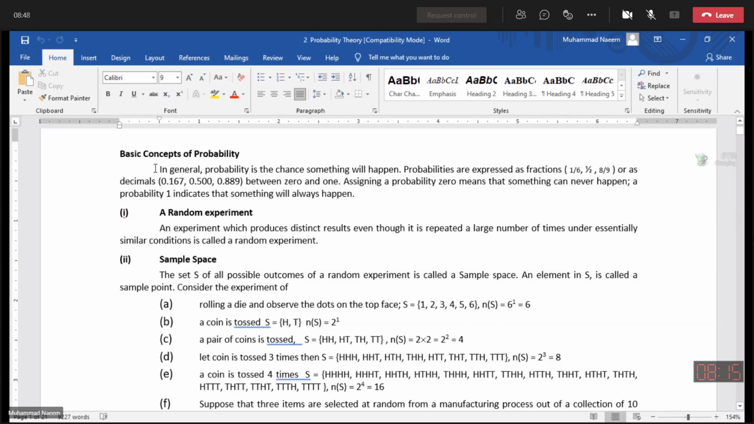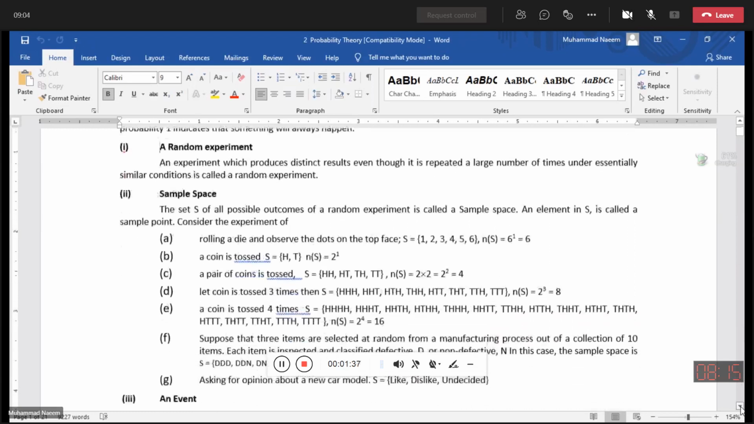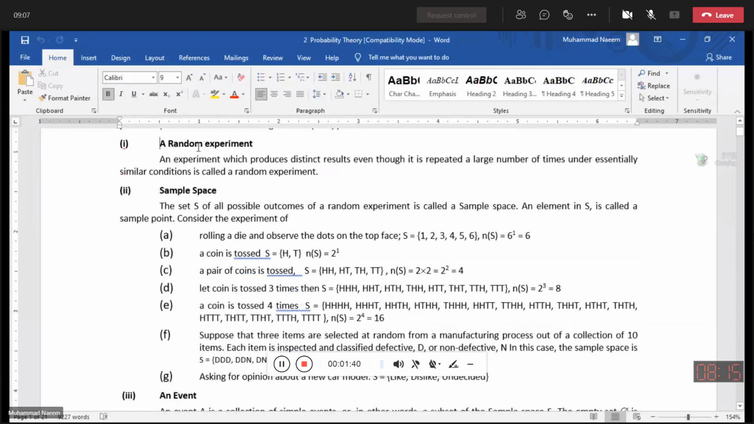So before studying probability, first we go through some definitions or basic concepts of probability. First of all, we should know about the random experiment. Random experiment. This is an activity which produces distinct results, even if it is repeated a large number of times under the same conditions. This is called random experiment.